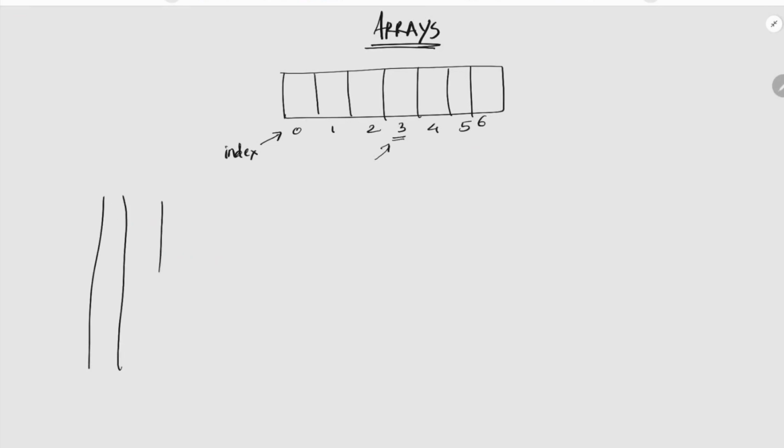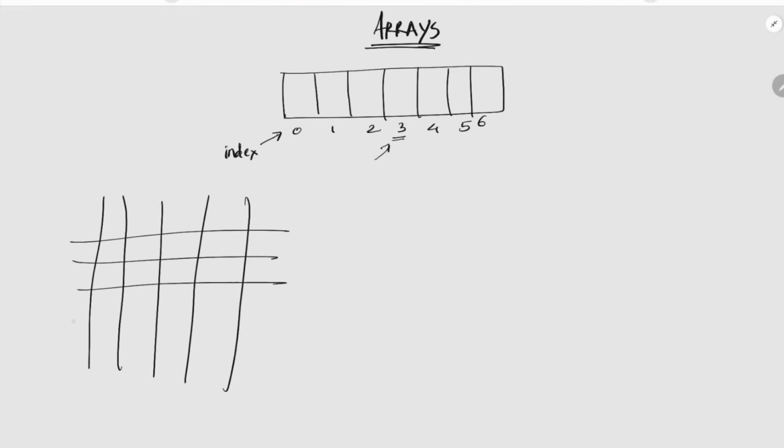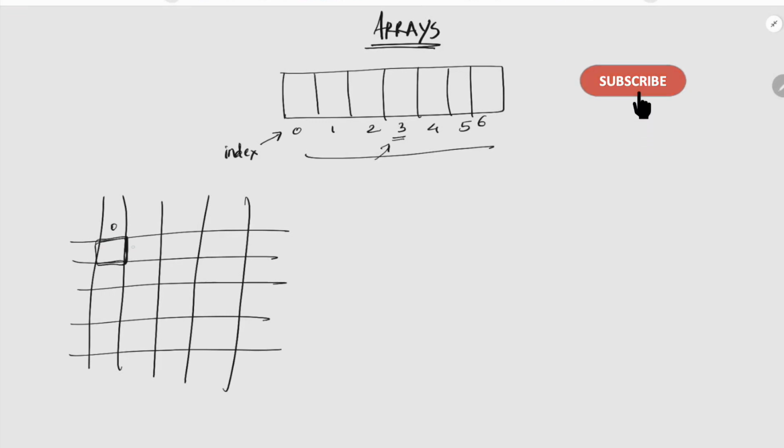Consider this as our memory board, where each square represents a byte in the memory. So let's say we are trying to store this array in our memory block. Your processor will start with the first free block. So let's say your first element, that is your zeroth element, is put in the first block, and then your first element will be put here.